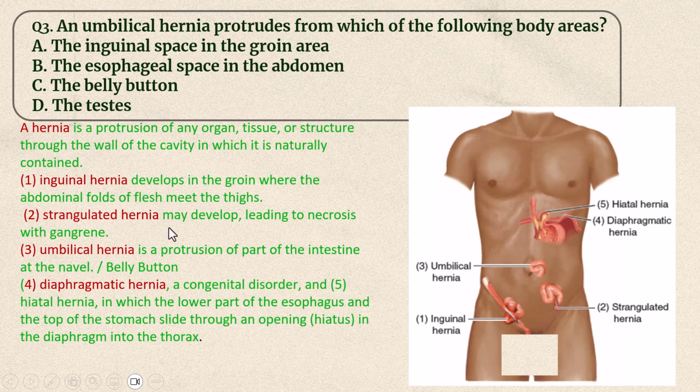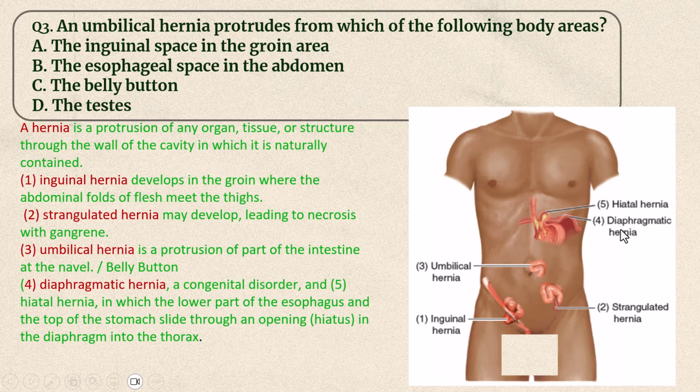Strangulated hernia, that is not the separate hernia. Once the inguinal hernia or other hernia develop into the necrosis or gangrene, it is called the strangulated hernia. When the hernia becomes tight, the tissue part will be damaged or necrosed. That is called the strangulated hernia. The umbilical hernia, you can see number 3 here. The umbilical hernia is a protrusion of the part of the intestine at the navel or belly button.